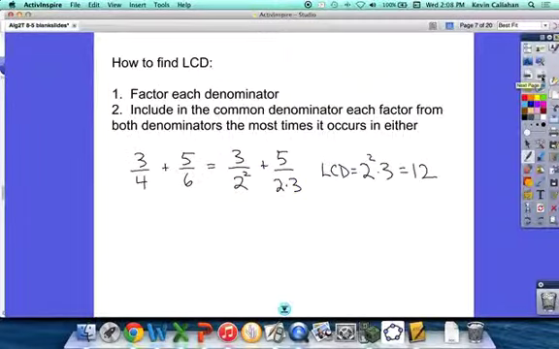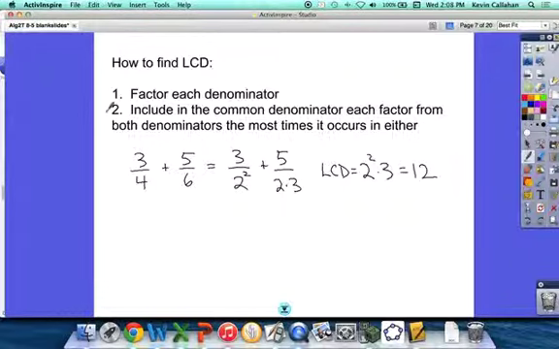Now, how would you have found 12 in a systematic way so that we can repeat this? To find an LCD, first you factor the denominators. In this case, because it's numbers, what we mean by factor is, break it down to its prime factors. So 4 is 2 squared. 6 is 2 times 3.